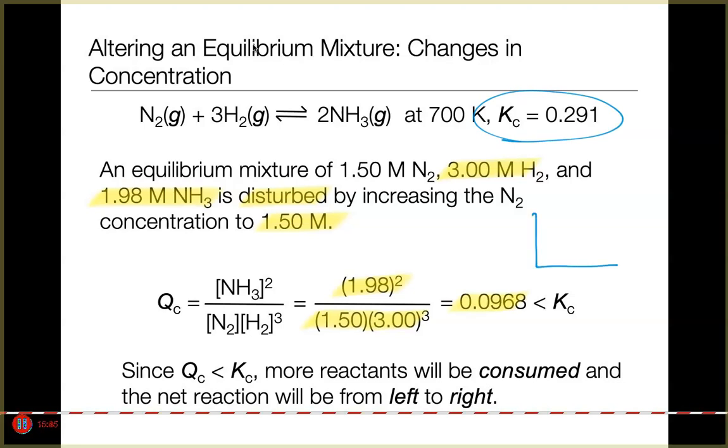If we'd forgotten what it means when Qc is less than Kc, again, I can do that quick sketch. Qc being less than Kc, I'm going to predict that the reaction is going to go forward. And it's exactly what we see. And we saw that in the last slide too, when I graphed things. Since Qc is less than Kc, reactants will be consumed, and the reaction will move from the left to the right.